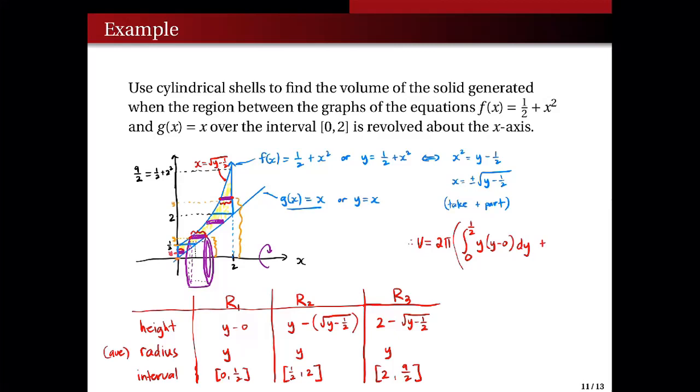Plus, for region 2, we have the integral. This time, it's from 1/2 up to 2. Radius is still y. The height is y minus square root of y minus 1/2, and then you have the dy. Okay? So that's for region 2.